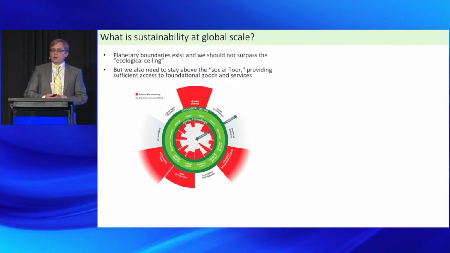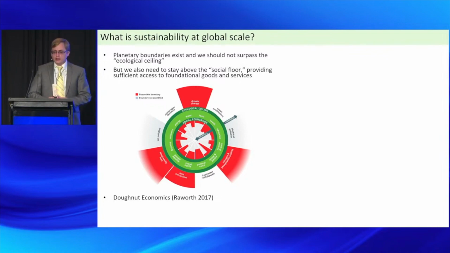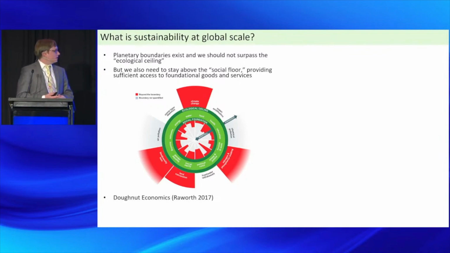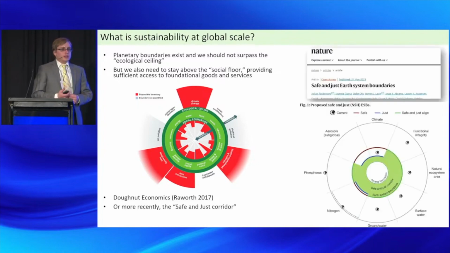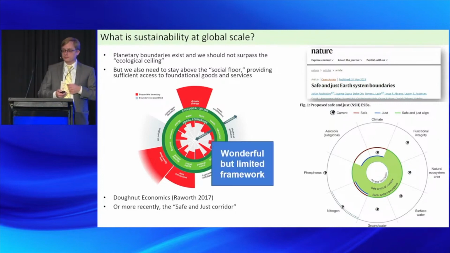But simultaneously, we also know that we need to be above some sort of social foundation. We need to provide sufficient access to foundational goods and services. And this was put forth in a compelling way as donut economics by Kate Raworth in 2017. Although it's making more standard forays into the academic literature very recently with Johan Rockström's safe and just corridor. The idea is this donut, or this corridor, we need to be able to figure out how to navigate through the Anthropocene while staying in that relatively narrow space.